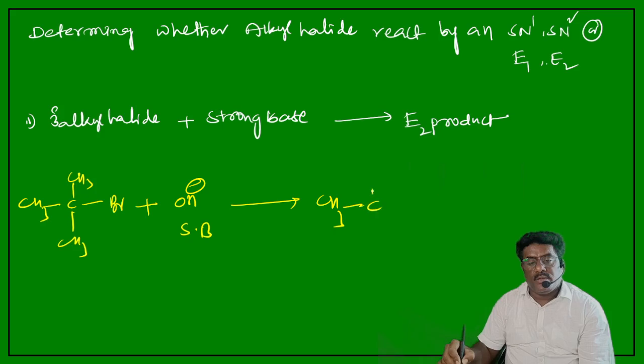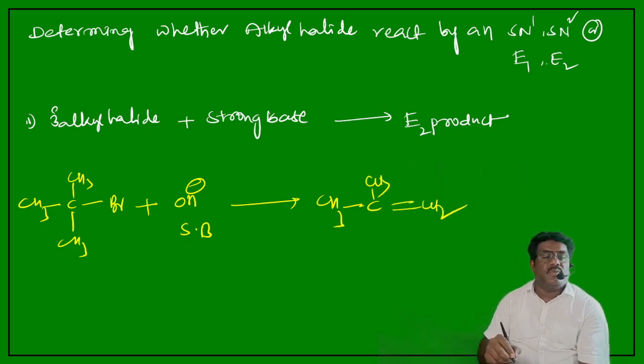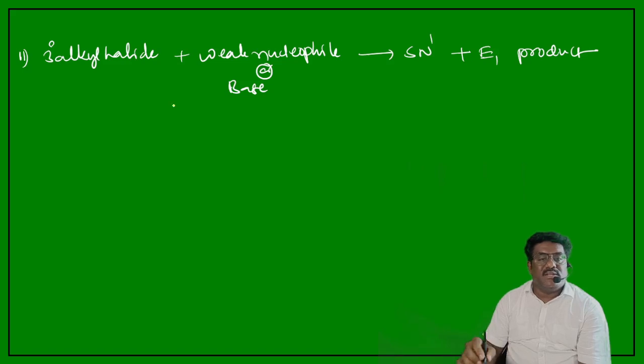(CH3)2C double bond CH2. Yes. Have a look at the next one. Second one: a tertiary alkyl halide with a weak nucleophile or base gives SN1 and E1 products. SN1 plus E1 product. Same tertiary alkyl halide, I am taking tertiary alkyl halide.